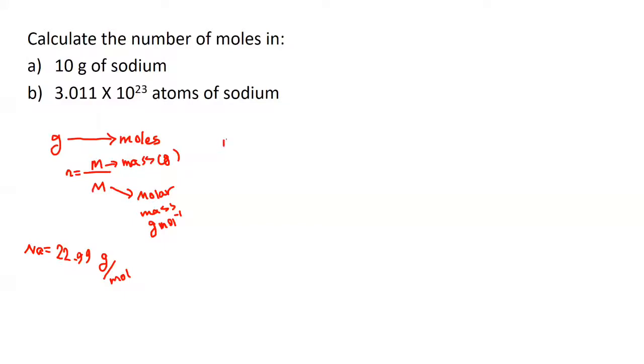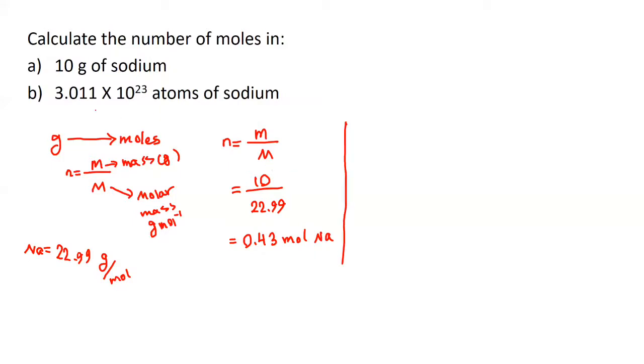So I put the formula m divided by M, and then I substitute the numbers: 10 divided by 22.99. If I put it in my calculator, I get 0.43 mole of sodium. This is part A.